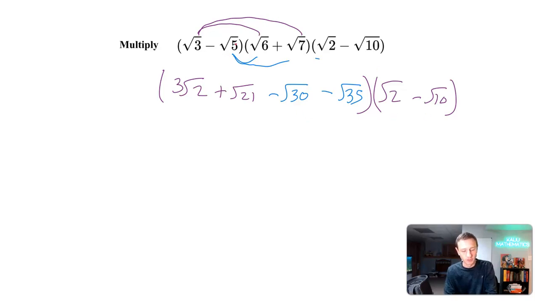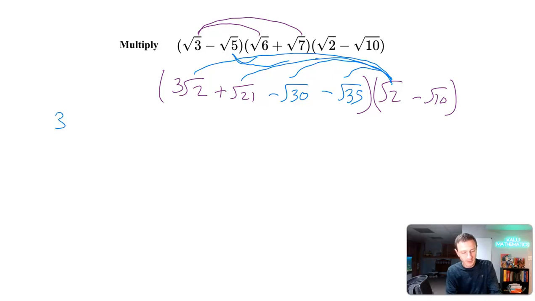So I'm going to be doing square root of 2 times that, square root of 2 times that, square root of 2 times that, square root of 2 times that. I'm going to be multiplying square root of 2 times everything, and then I'm going to take square root of 10 to everything also. So I'm going to do square root of 2 times 3 root 2, square root of 2 times root 21, square root of 2 times root 30, square root of 2 times root 35.